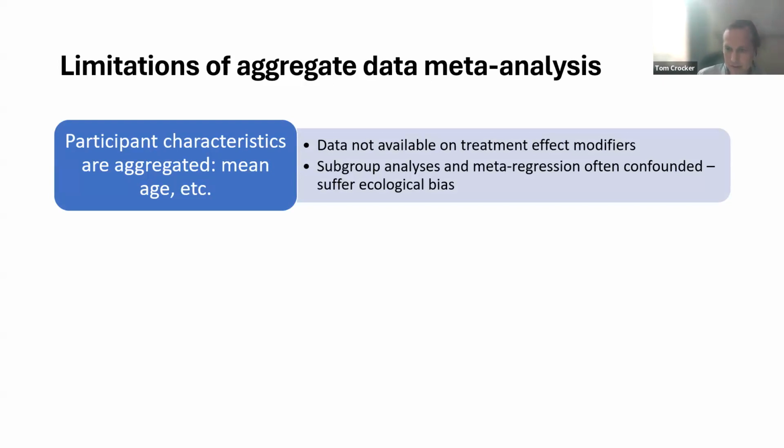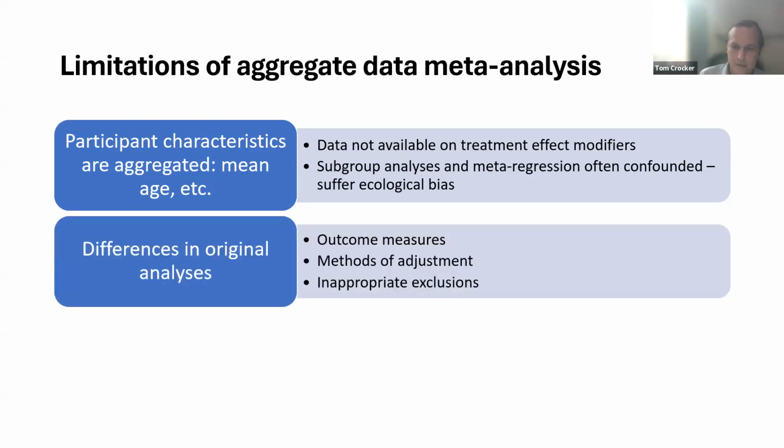So these characteristics of the population get mixed together with all of the other things that might modify a treatment effect, such as differences in the setting, the intervention, or other population characteristics. And any subgroup analyses or meta-regression to explore these differences are subject to confounding and can suffer from ecological bias.